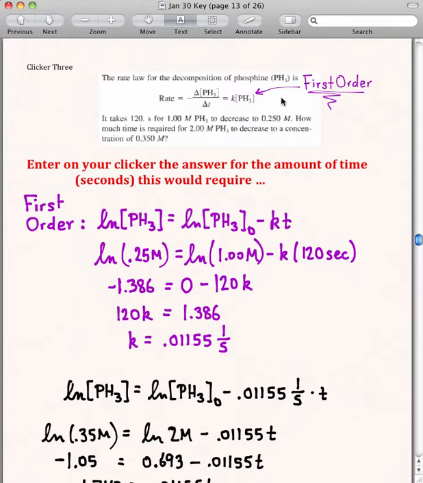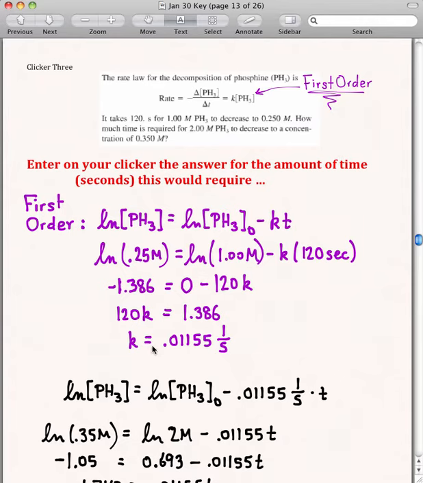Anyways, first order, they tell me the rate law, some constant times the PH3 concentration to the first power. So I pulled this equation out of my hat again. You don't have to remember it, but you do have to know how to use it. So the original concentration, the current concentration at time t, and my constant.